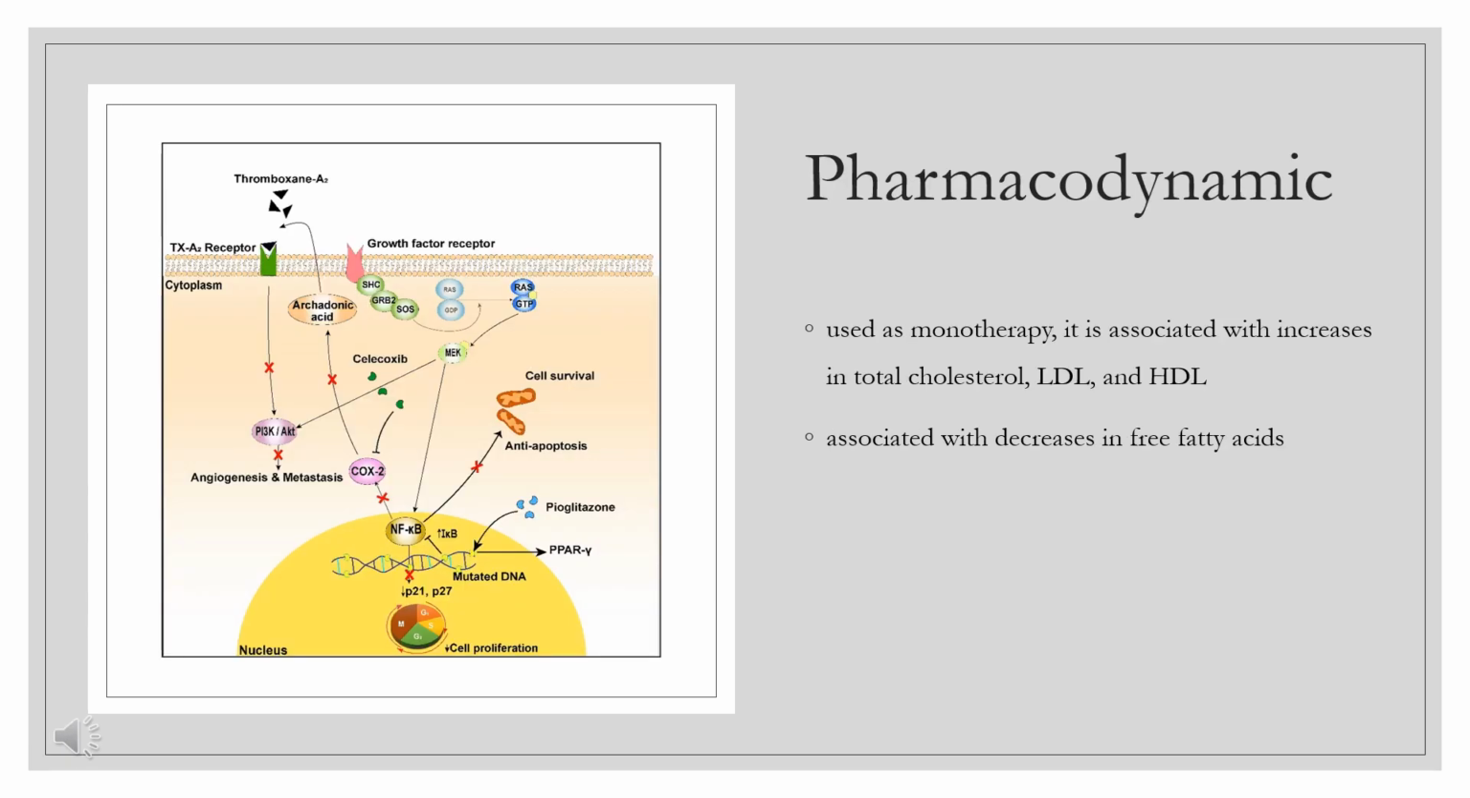Pharmacodynamics. When rosiglitazone is used as monotherapy, it is associated with increases in total cholesterol, LDL, and HDL. It is also associated with decreases in free fatty acids. Increases in LDL occurred primarily during the first 1 to 2 months of therapy with Avandia, and LDL levels remained elevated above baseline throughout the trials. In contrast, HDL continued to rise over time. As a result, the LDL/HDL ratio peaked after 2 months of therapy and then appeared to decrease over time.